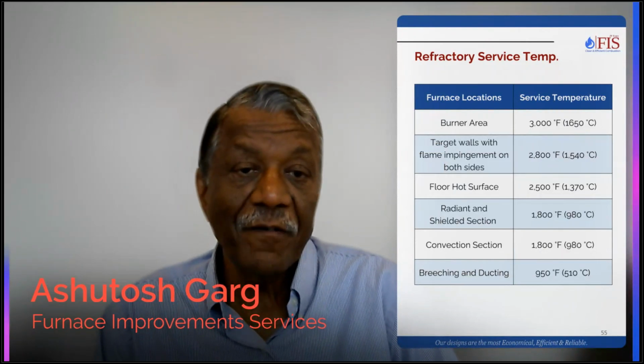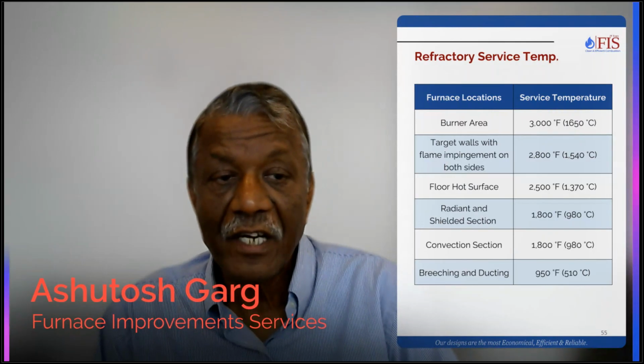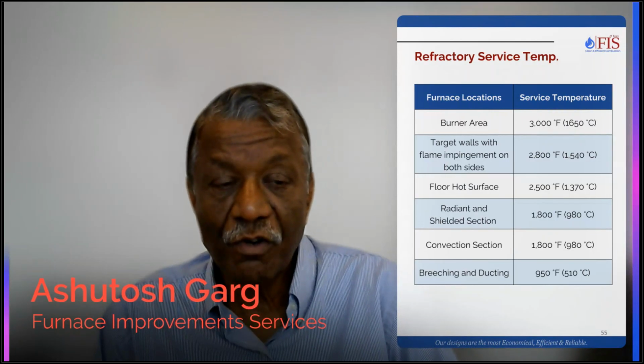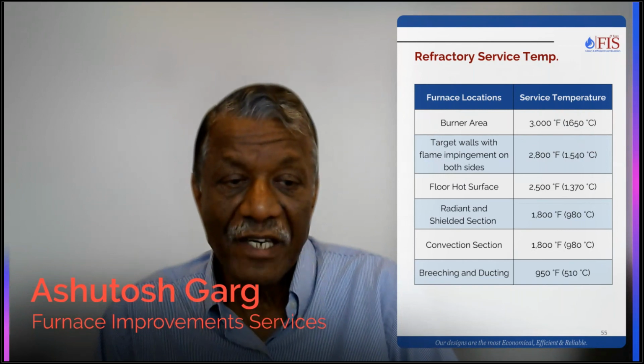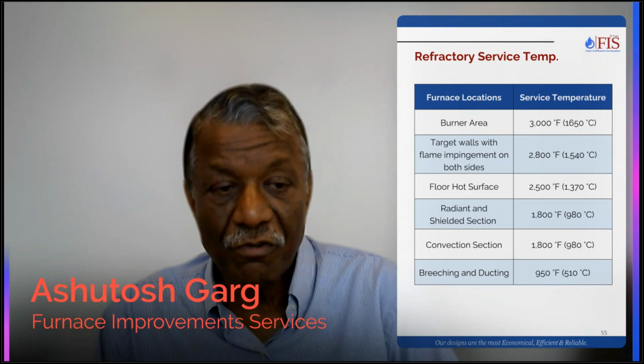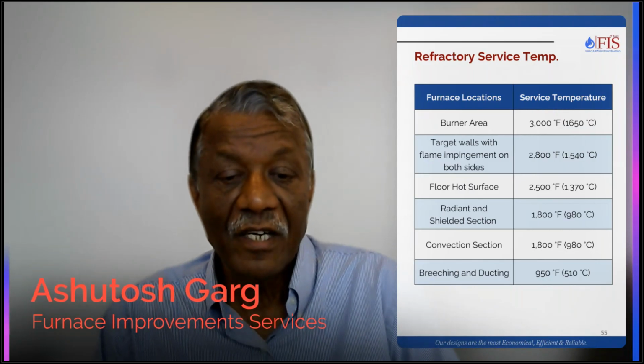Service temperatures are specified by API. For burner, they use 3000 degrees. Target wall 2800 degrees. Floor about 2500 degrees. Radiant and shield section 1800 is the minimum. Normally you use 2100. Convection section 1800. Breeching and duct 950.